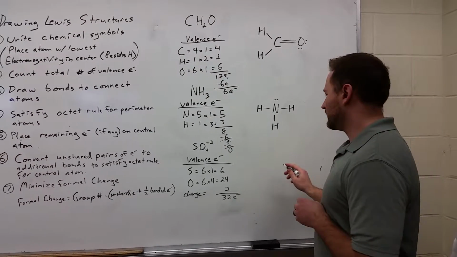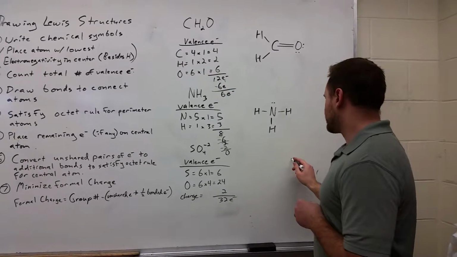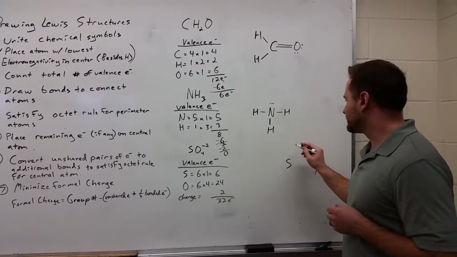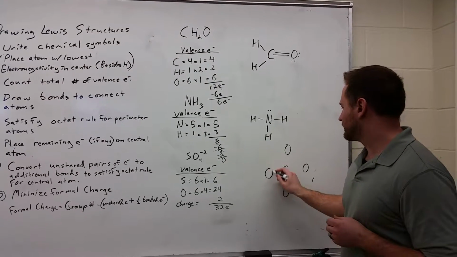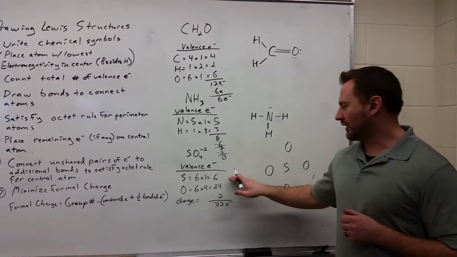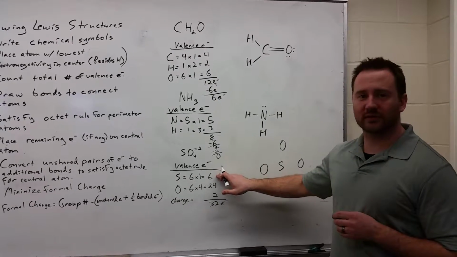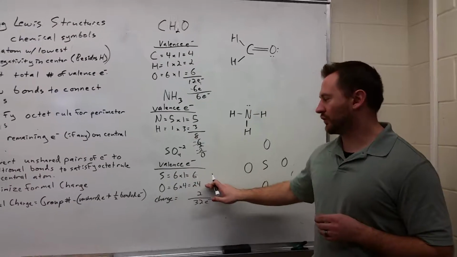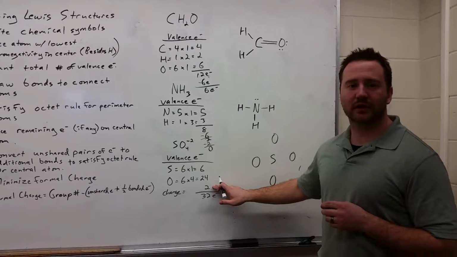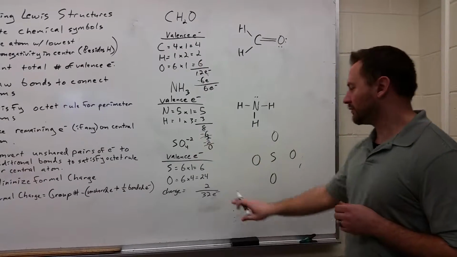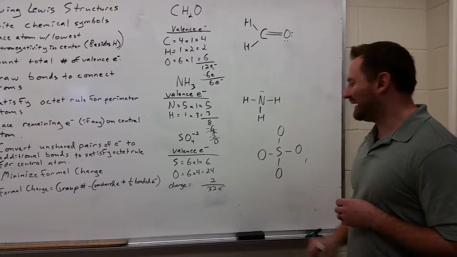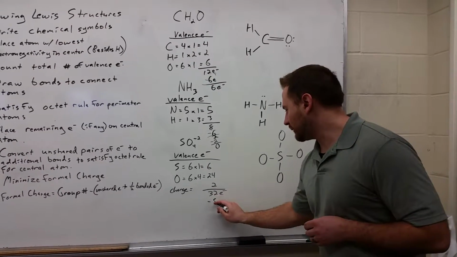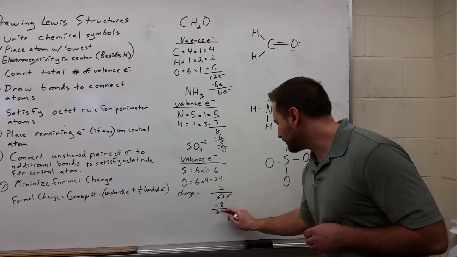So first, I'm going to draw the elements. Sulfur being the lowest electronegativity, I'm going to put that in the middle and surround it by 4 oxygen atoms. Then we tally up the number of valence electrons, so we have 6 from sulfur, 6 times 4 for the oxygen, which is 24, and then 2 electrons because of its charge. So a total of 32 electrons, and in drawing our connections, we're going to use up 8 of those electrons. So now we will have 24 electrons remaining.